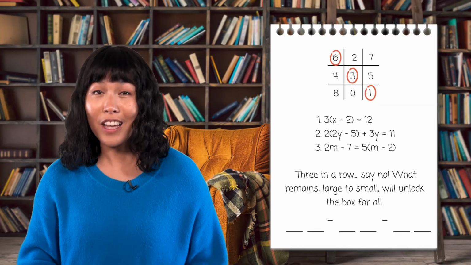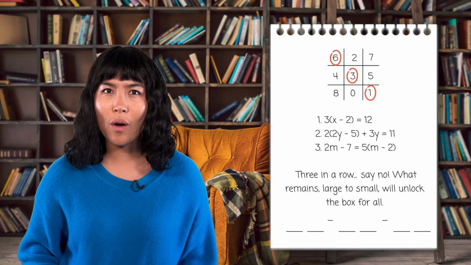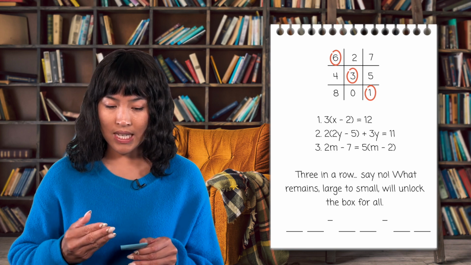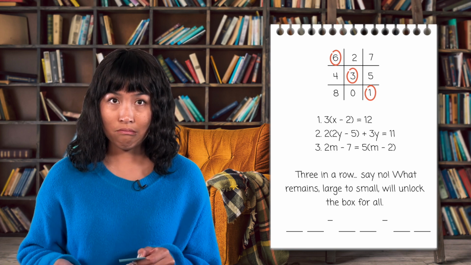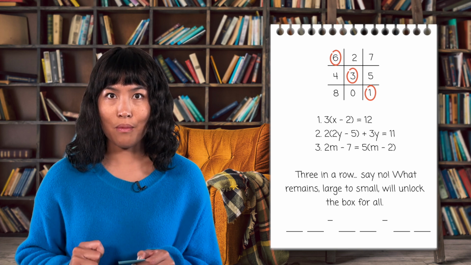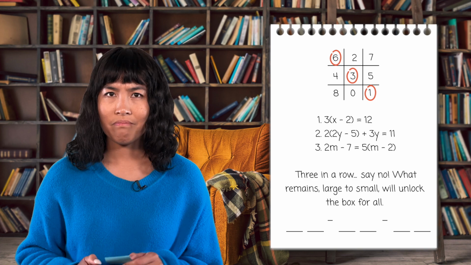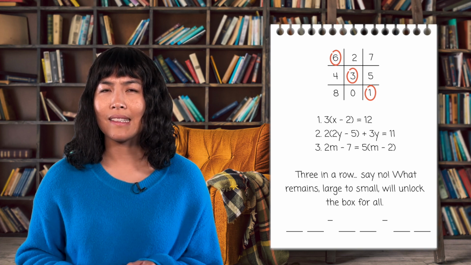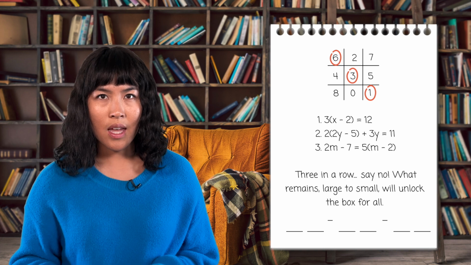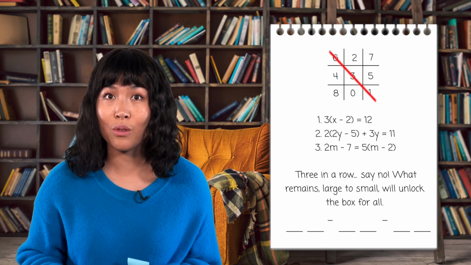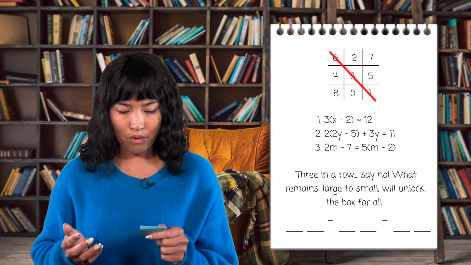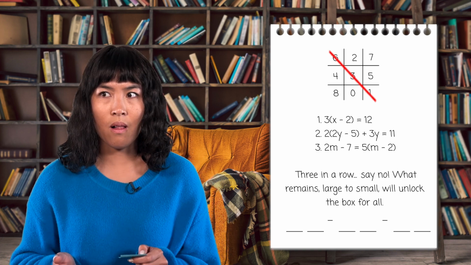And with our final solution, we can try to figure out what this riddle means. It says 3 in a row say no. What remains, large to small, will unlock the box for all. What do you think that means? The solutions we found are 3 in a row, and say no must mean we don't use those values as part of the combination. Okay, what remains large to small?